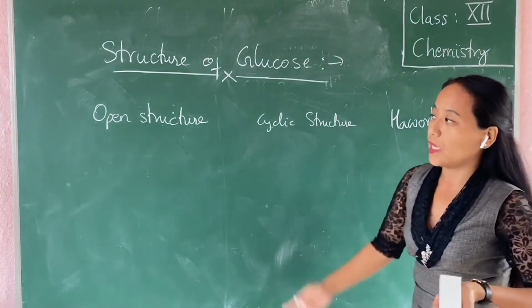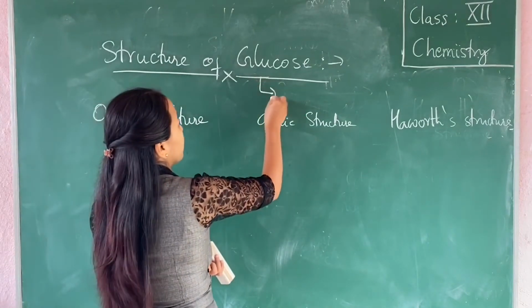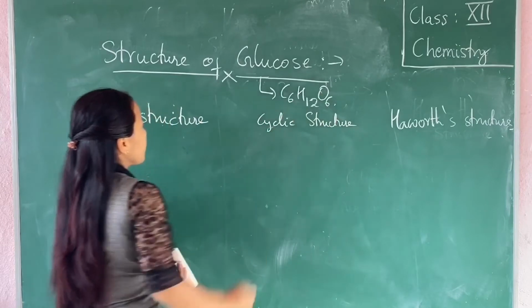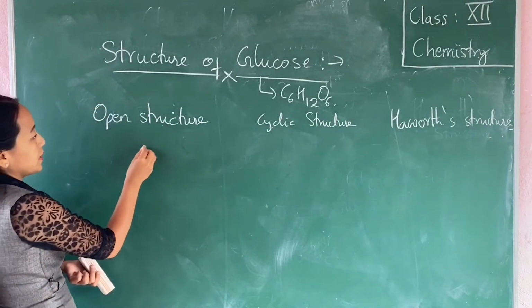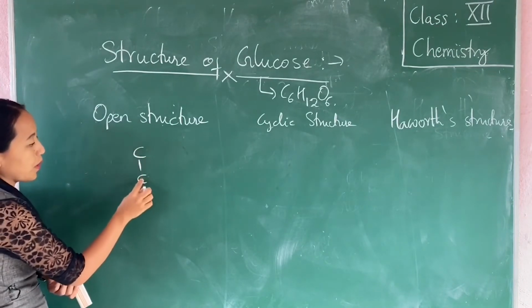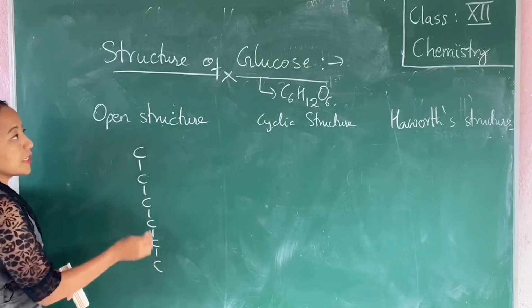First, let me explain how an open structure looks. Glucose has the molecular formula C6H12O6. Now, the open structure of glucose is written in this way. First, you write a straight chain of carbon atoms 1, 2, 3, 4, 5 and 6.